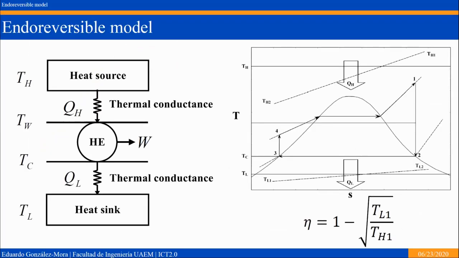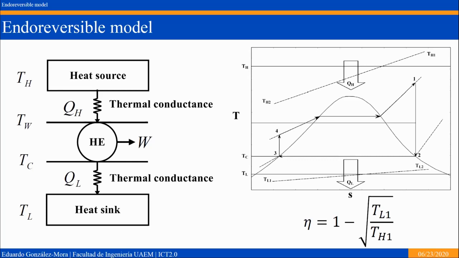Since I am going to model a steam Rankine power cycle, then the Endoreversible model needs to be addressed. Again, we have the heat reservoirs, a heat source at high temperature TH, and a heat sink at low temperature TL. The high temperature of the heat engine TW and the low temperature TC are shown.